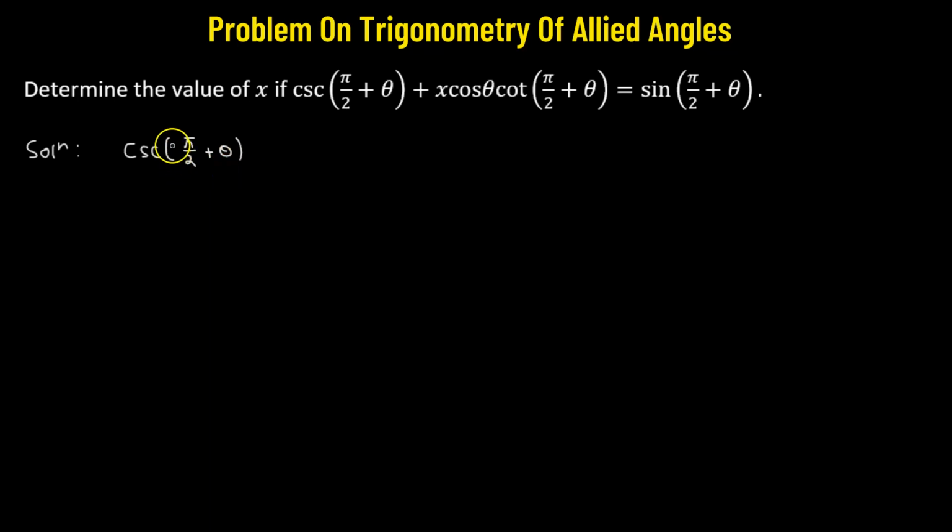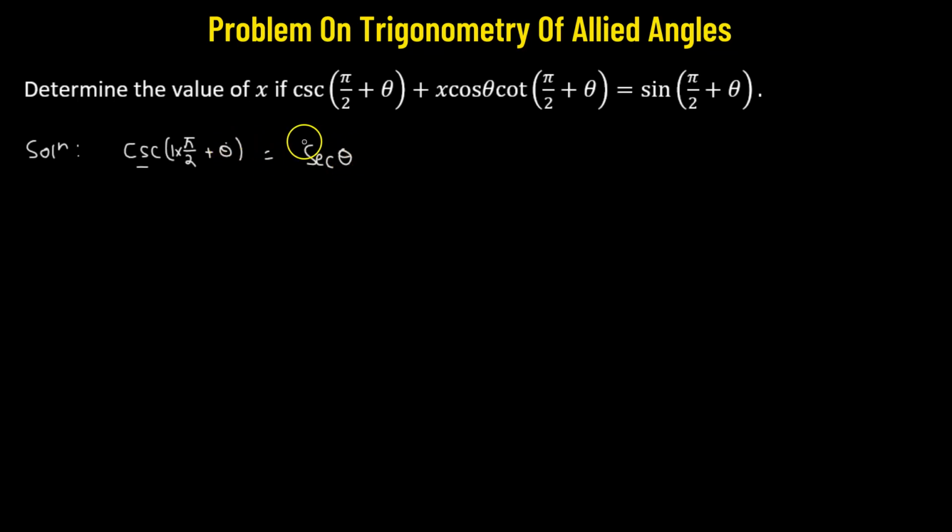Now what we have here is a multiple of 1. So 1 being an odd number, we have an odd multiple of pi over 2. Whenever we have an odd multiple of pi over 2, cosecant must change to secant. So we're going to have a secant function and the new angle is simply theta.